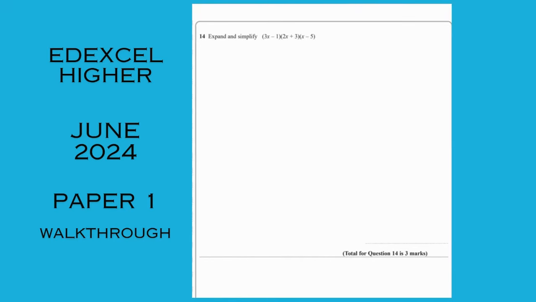Number 14, expanding a cubic has to begin with expanding a quadratic. You can pick any two brackets you want, but I just go for the first one first. We've got 3x times 2x. 3x times positive 3 is 9x. Negative 1 times 2x is negative 2x, meaning our middle term is 7x. Negative 1 times positive 3 is negative 3.